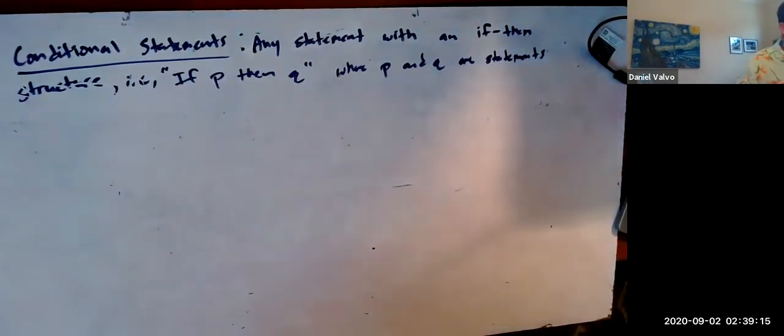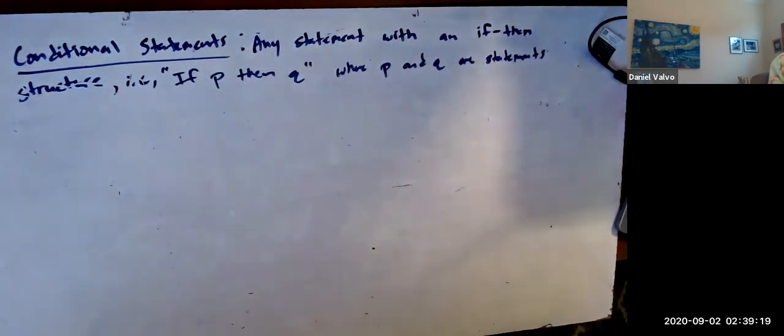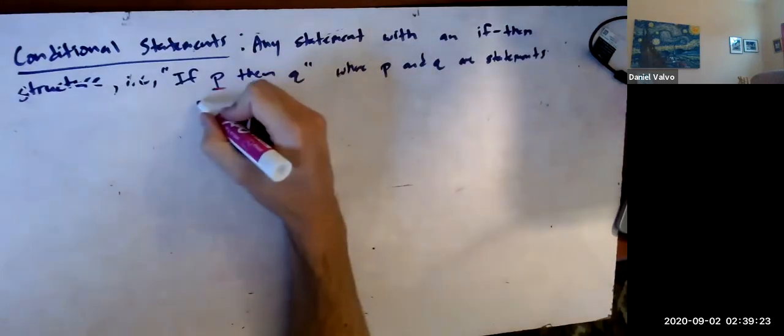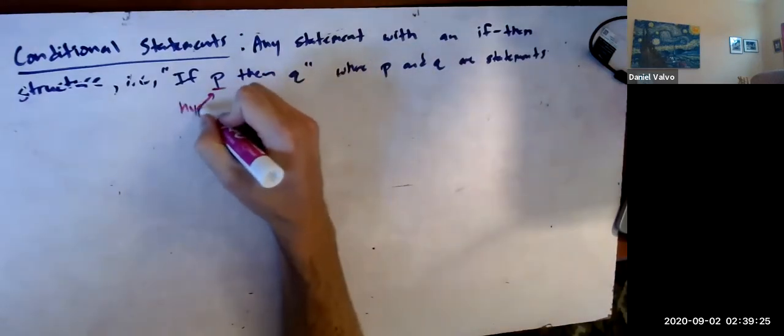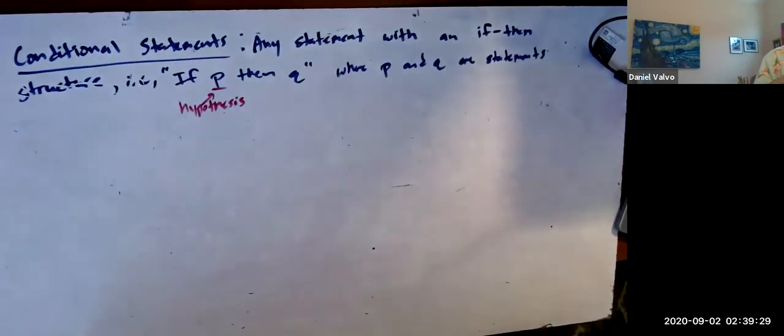And we call P, these colors are random. Let's do pink. We call P the hypothesis. And Q, I want to add on to the conversation, so it's doing it again. Thank you very much.